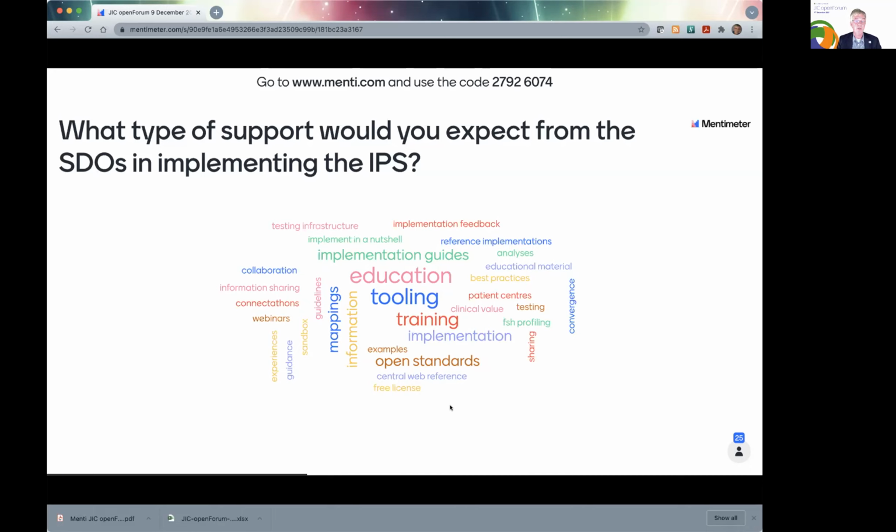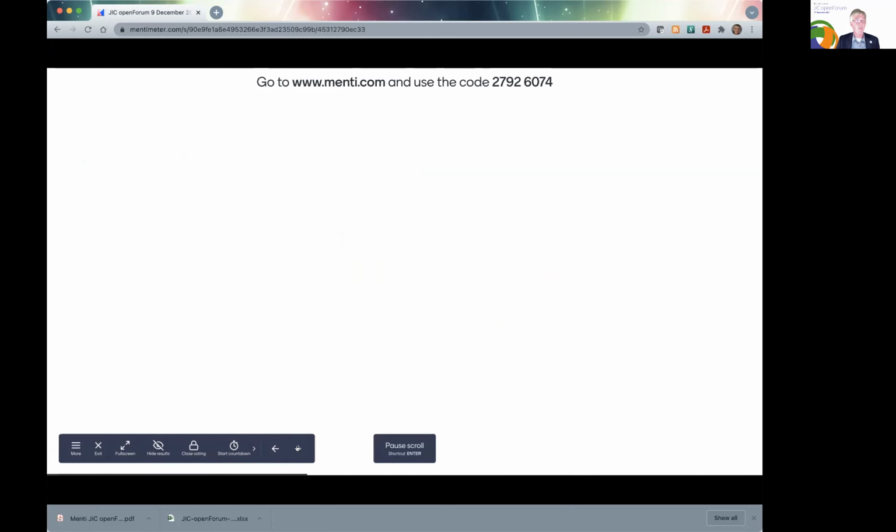So that's what we have. A central web reference. We'll come back to that one as well. Free licenses, as I mentioned, that's true, of course, for the SNOMED IPS, and also for the HL7 FHIR parts. Being free is a bit harder for CEN and ISO because they cover a very broad range, and if just us want to have them for free, that's a problem with the business model of some of the national member bodies that actually thrive on the sale of standards. Thanks for this input. We'll take this along, and we'll go to the next question.